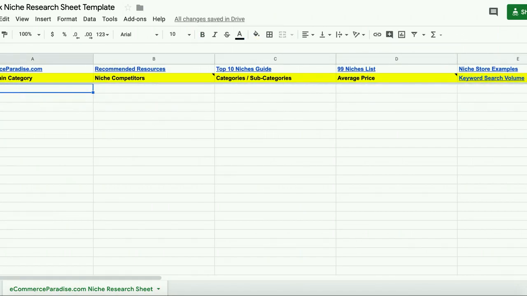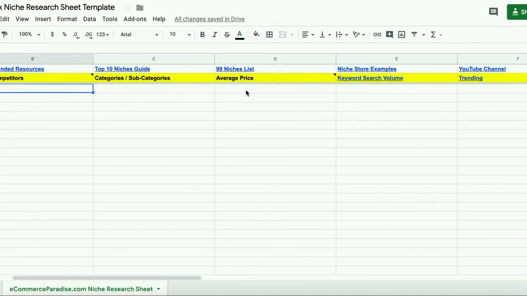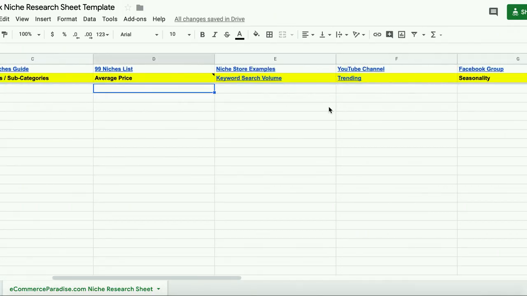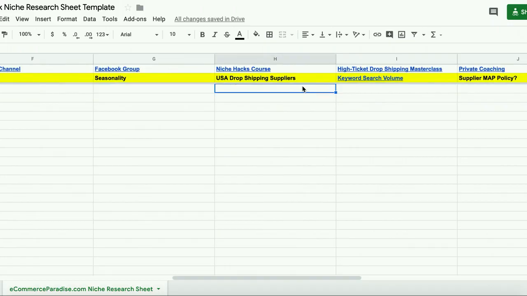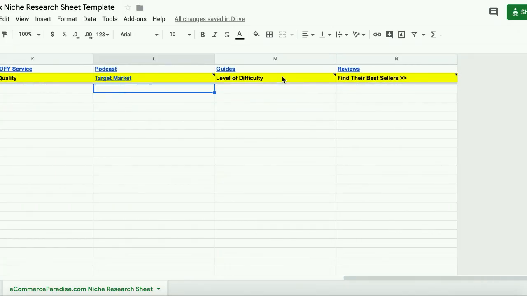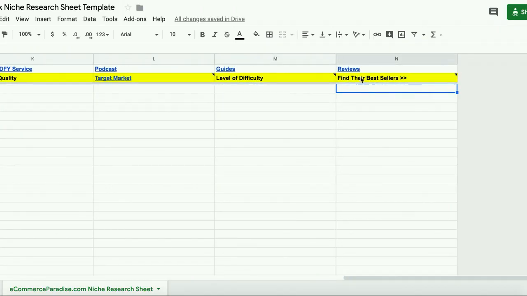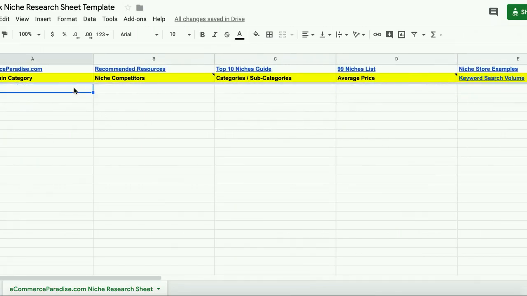The first one is finding the niche main category, and then niche competitors, category subcategories, the average price point for each one, the keyword search volume and the trending for each one, seasonality for each one, and then the names of the USA dropshipping suppliers, keyword search volume for each one. Does a supplier have a MAP policy? Is the supplier high quality? The target market for that category and level of difficulty, and find the best-selling products on that store. So that's how this works. In each lesson, I'm going to show you how to fill this out. So I will see you in the first lesson.